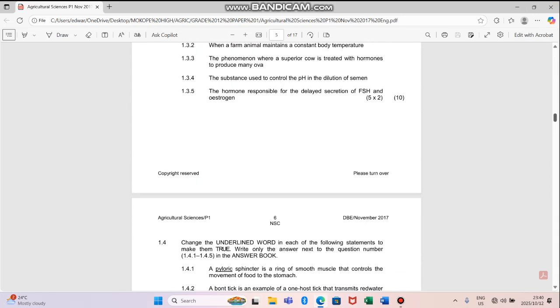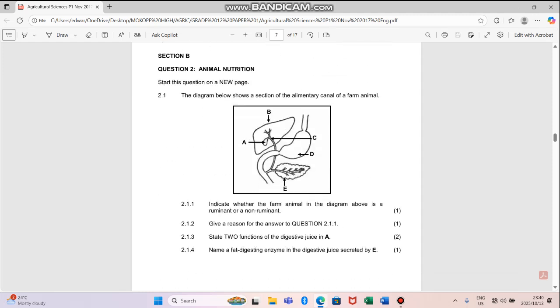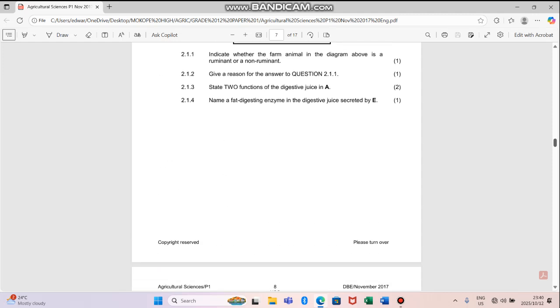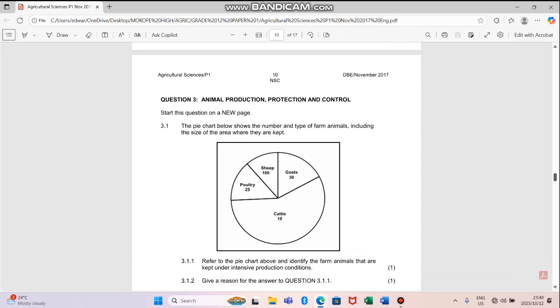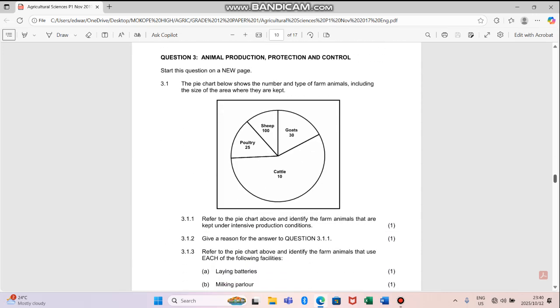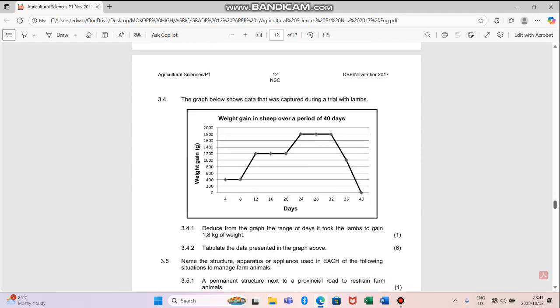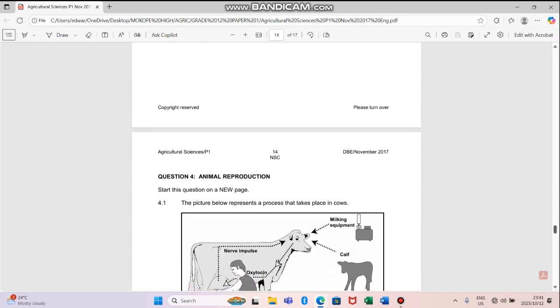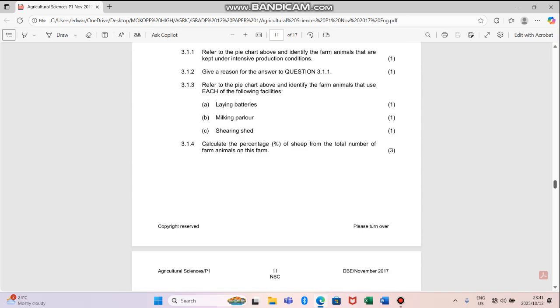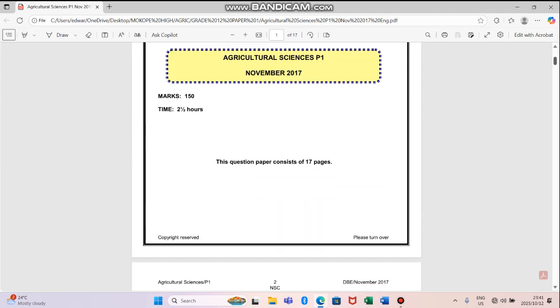Paper 1 will be consisting of only three topics that you would have covered. We'll be looking at animal nutrition in question 2 under section B. You'll also be having animal production, protection and control in question 3. Then lastly in question 4, you'll be having your animal reproduction. So now you'll only be having two sections.